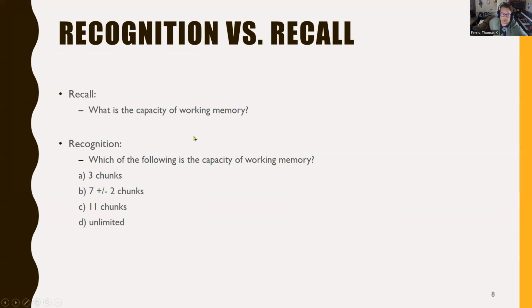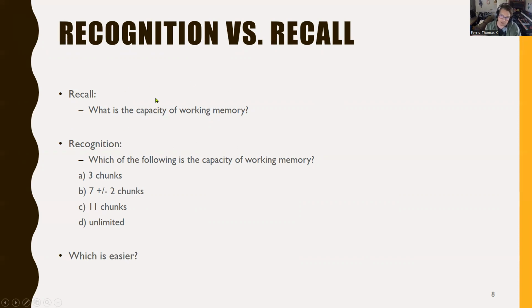So which of the following is the capacity of working memory, or which is the closest fit? 3 chunks, 7 plus. Okay, so now why is this different? Because I'm still giving the same answer. Well, what I'm allowed to do in this case, in recognition, is say, well, which is easier? I hope it's fairly obvious. Multiple choice exams are easier than free response exams, right?